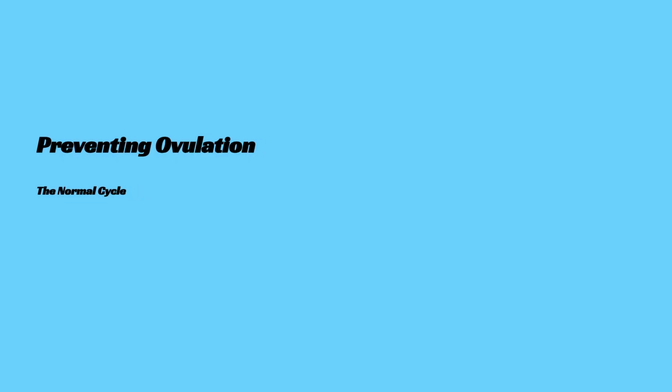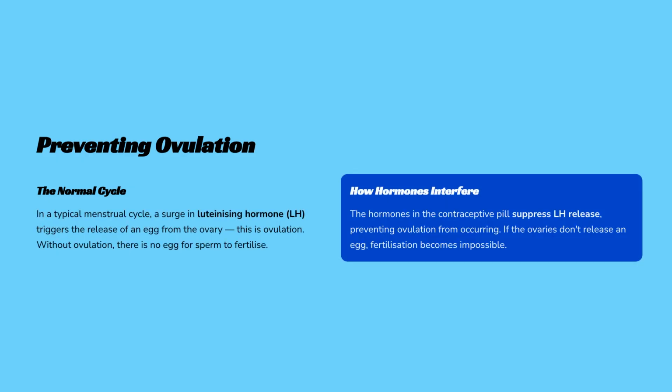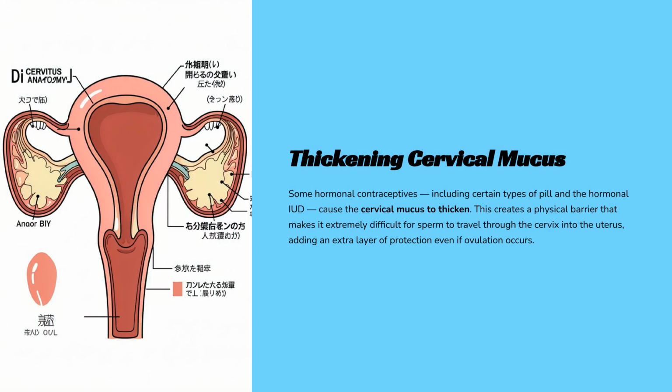In a normal menstrual cycle, a surge in luteinizing hormone triggers ovulation. The hormones in the pill suppress this LH release, meaning no egg is released, making fertilization impossible. Certain hormonal contraceptives also cause the cervical mucus to thicken. This creates a physical barrier that makes it extremely difficult for sperm to travel through the cervix and into the uterus, adding an extra layer of protection.